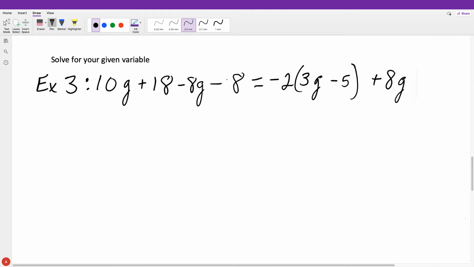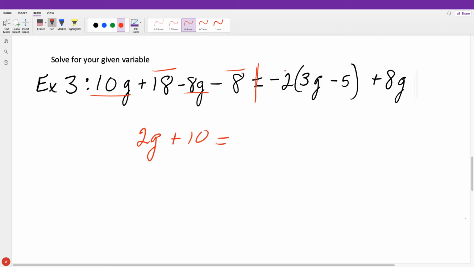So now this one's a little bit more in depth with a lot more going on each side. So I'm just going to simplify both sides of these equations. So first I'm going to look here and say, okay, well, I got like terms of 10g minus 8g. So that's going to give me 2g. And then I have like terms of 18 minus 8. So that's going to give me plus 10.